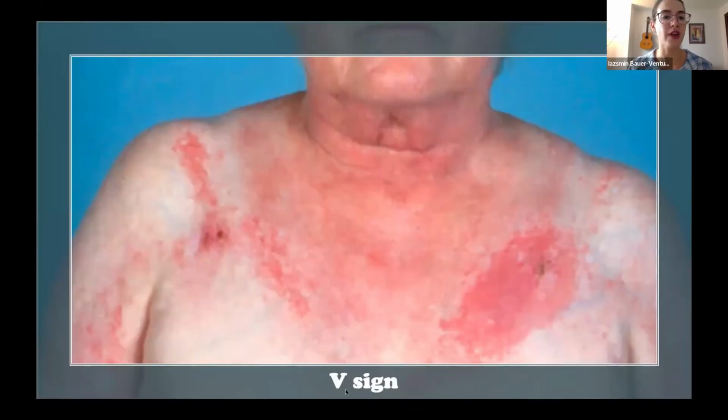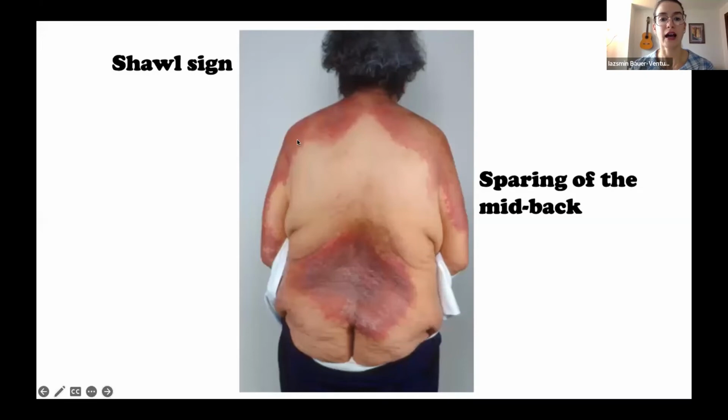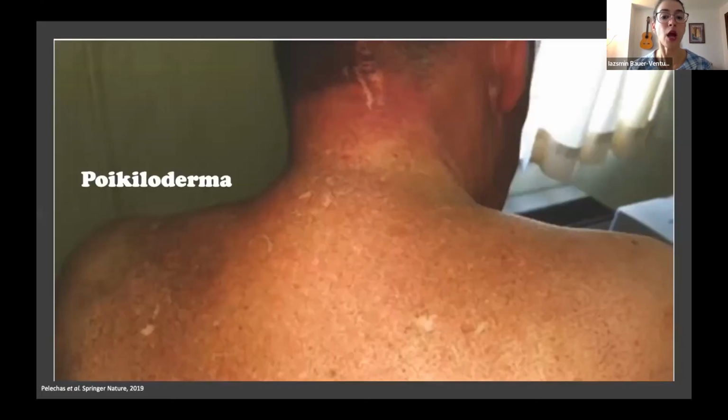This is a V sign, very photosensitive erythema around the neck and upper chest. Shawl sign, again the same kind of presentation, but affecting the upper shoulders and the posterior neck. This rash can extend all over the back, although in some patients it can spare the mid-back, which is a very interesting finding of dermatomyositis. Poikiloderma is not specific for dermatomyositis by any means. Even patients who have exposed themselves to sunlight over the course of several decades can develop poikiloderma. This is hypo and hyperpigmentation of the skin associated with skin thinning, skin atrophy, and telangiectasias, and it can be the presenting feature of dermatomyositis or the result after that very photosensitive rash resolves.